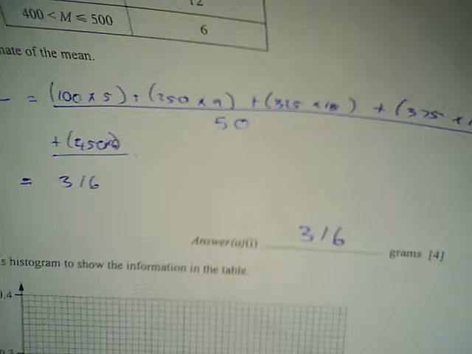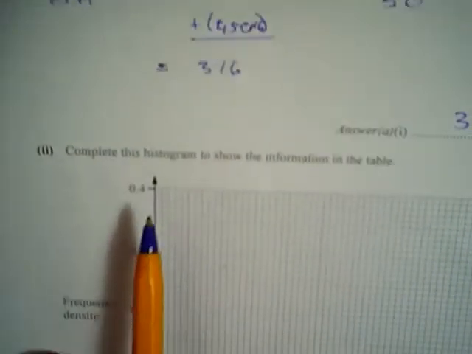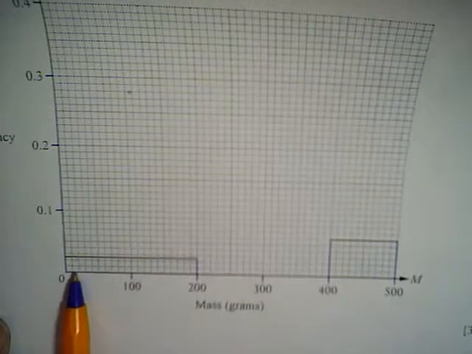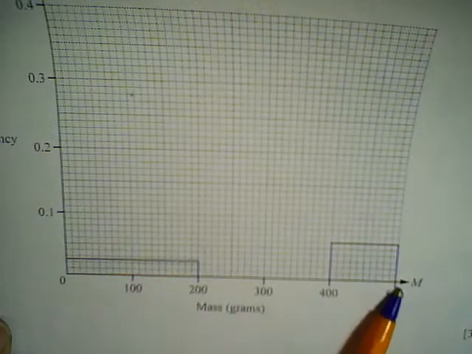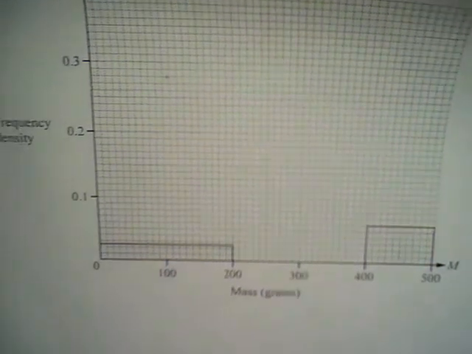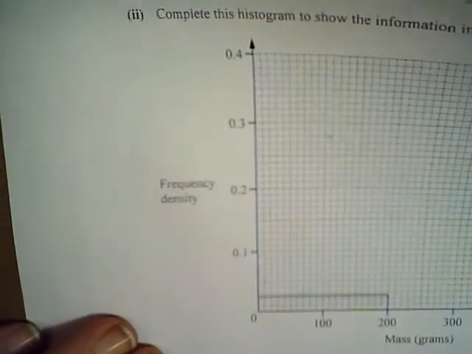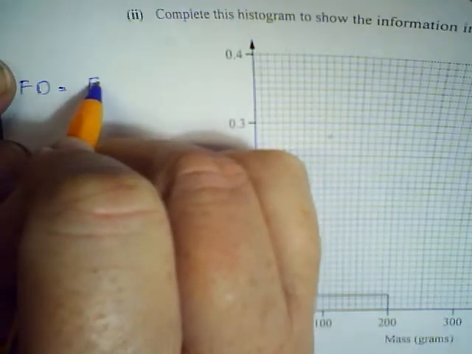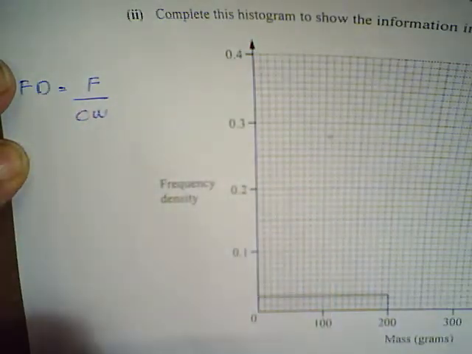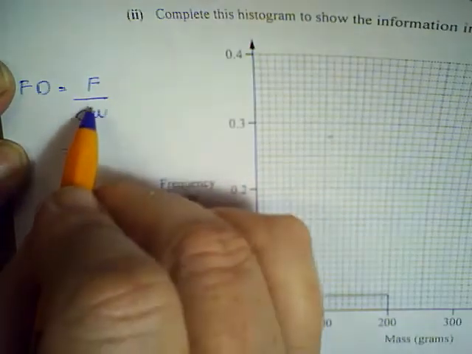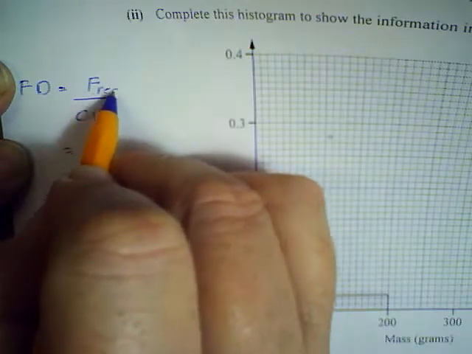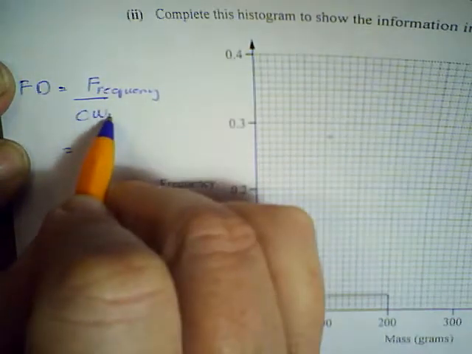Okay, good. So the next one is we've got to complete this histogram, show the information in the table, and then we have a frequency density. The first and the last column have already been drawn for us. What is frequency density? Okay, so I'm going to use the space here. Frequency density is frequency over class width. Okay, so it's just my abbreviation. It's not an official abbreviation. Just I can write it out. Frequency over class width.